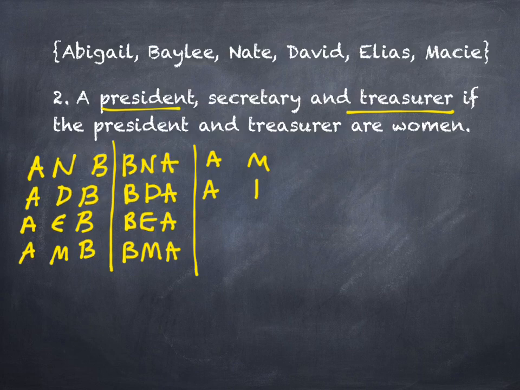So I've got A and M listed first and third. And who could go in the middle? Bailey could, or Nate, or David, or Elias. And now that I have this list, what can I do? Flip it just like I did before, right?